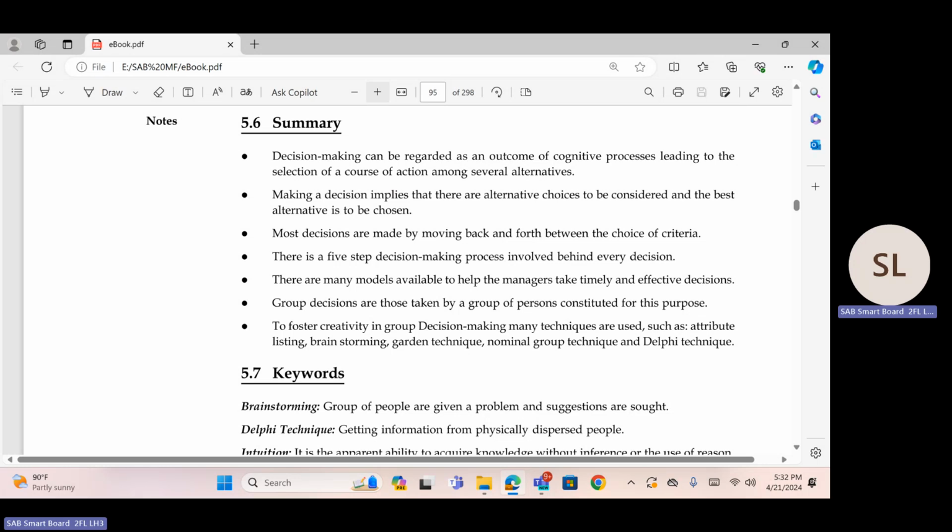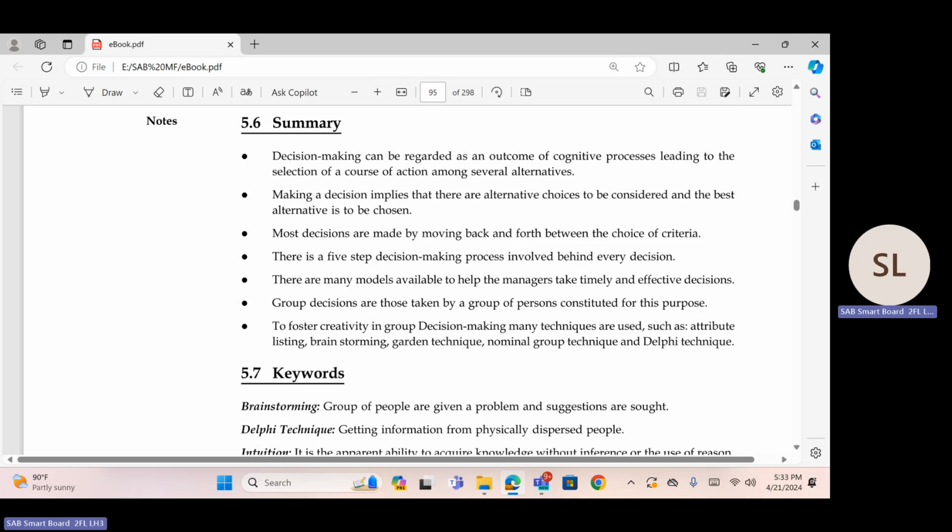Then group decisions are those taken by a group of persons for a particular purpose. We noted much about that, and we compared it with individual decision making, and finally we identified the mostly used alternative group decision making techniques. To foster creativity in group decision making, many techniques can be used, such as attribute listing, brainstorming, Gordon technique, nominal group technique, and Delphi. We briefly explained them. You have to revisit them with your own revision. Otherwise, you will forget.